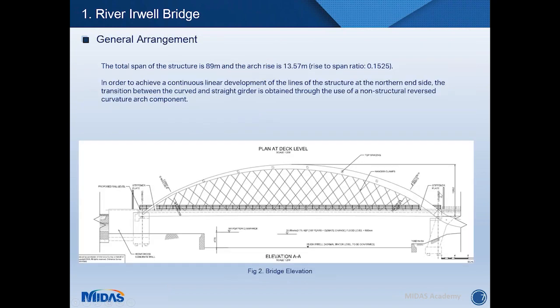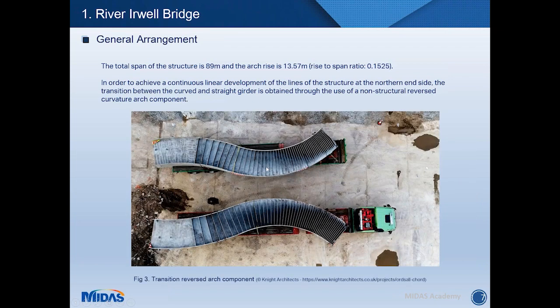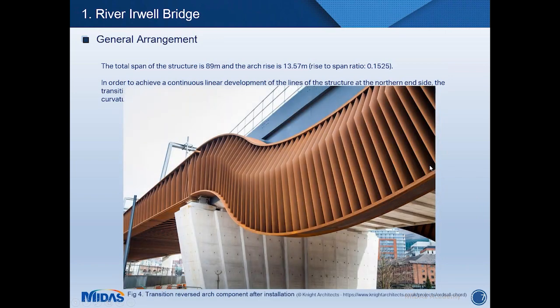The total span of the structure is 89 meters, and the arch rise is 13.57 meters, so the structure is very slender. To obtain the continuity from the arch to the approach spans, an architectural feature was used, which is made of a non-structural reverse curvature arch component, and this became a bit the signature of the bridge.